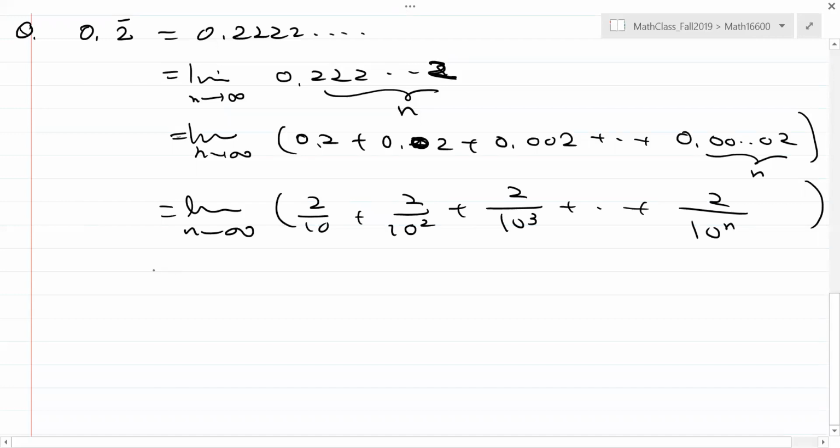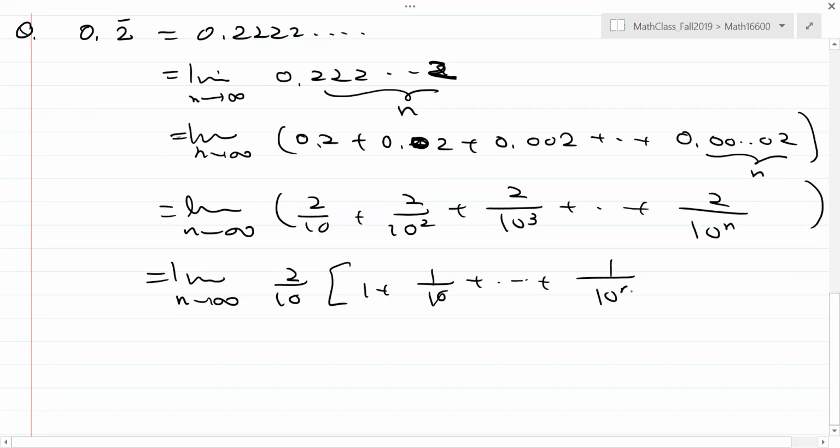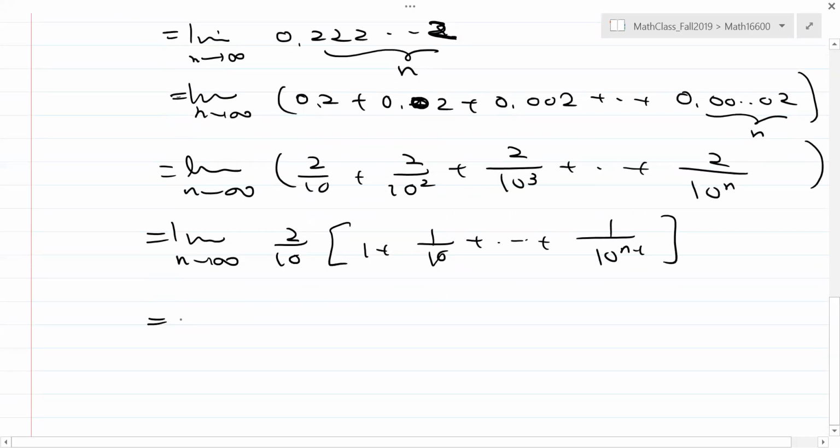All right, so you take 2 over 10 out. So you get 1 plus 1 over 10, and so on up to 1 over 10 to the n minus 1. So this part has a limit. The limit is 1.